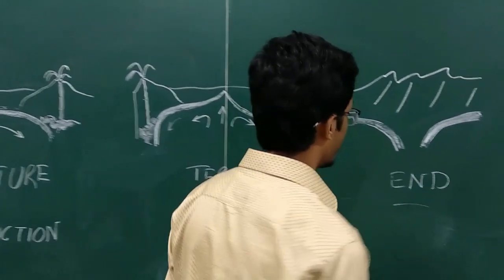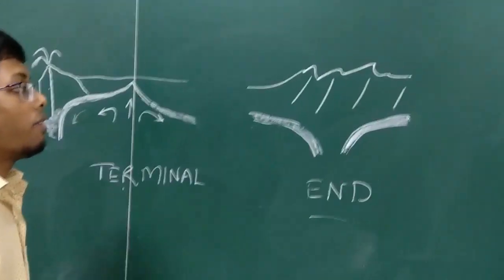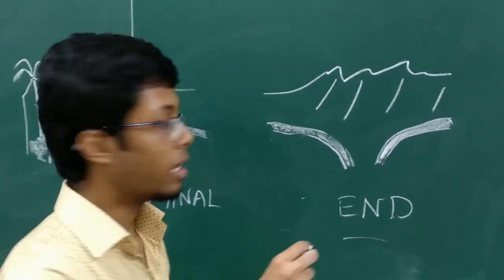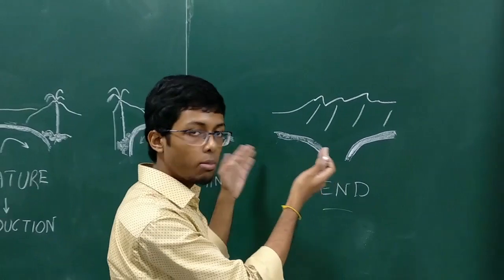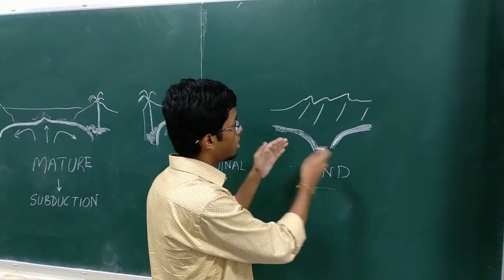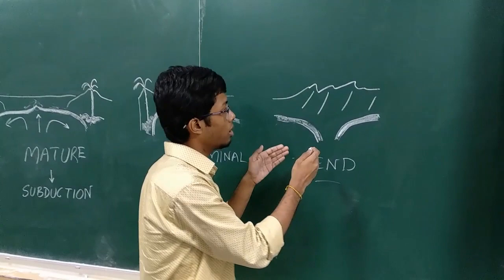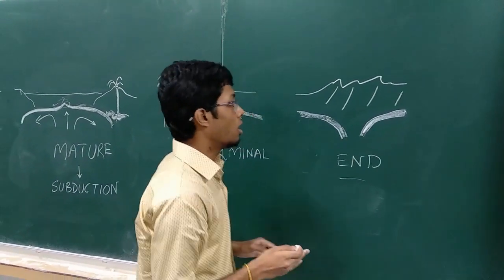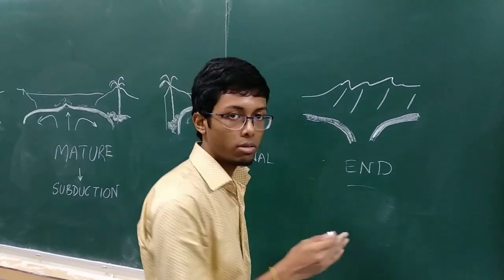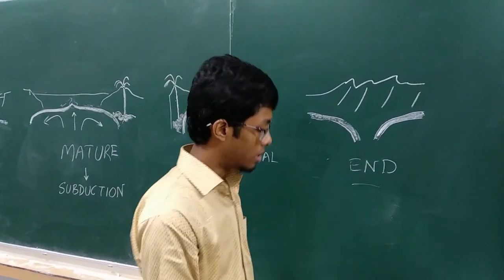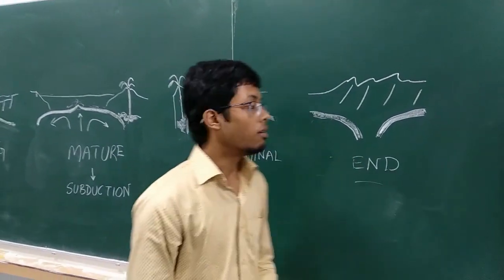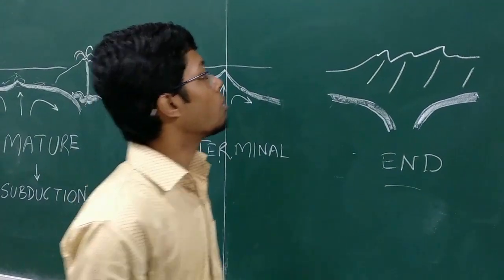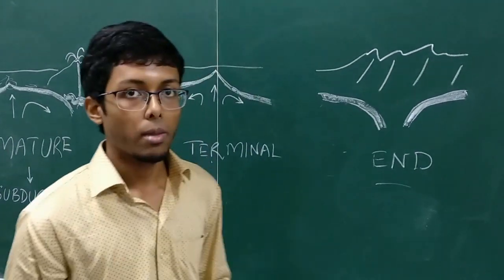Finally, we arrive at the end stage of the Wilson cycle, where the oceanic crust has in fact completely gone down beneath the continent, and the two continental crusts, which are on both sides of the oceanic crust, now merge together, or rather they collide together to form a huge mountain structure. It's a fold mountain sort of structure, and a very good example would be the Himalayas, which were formed about 50 million years ago due to the convergence of the Eurasian plate and the Indian plate.